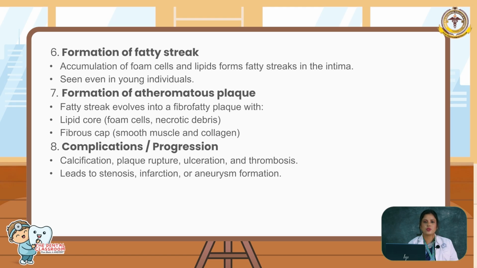What are the complications of these atheromatous plaques? The major one is calcification. So it gets calcified over time, and there is risk of rupture and ulceration, which in turn can become a thrombus. So this thrombus is the risk factor for developing myocardial infarction.